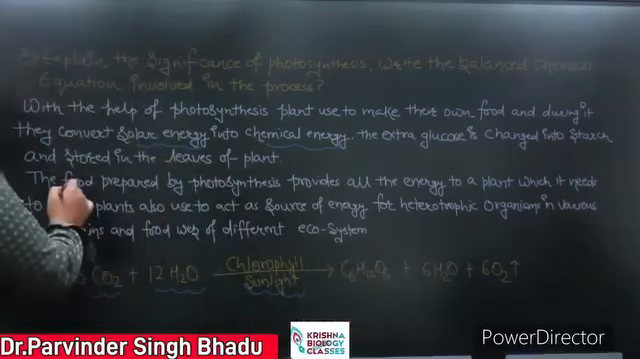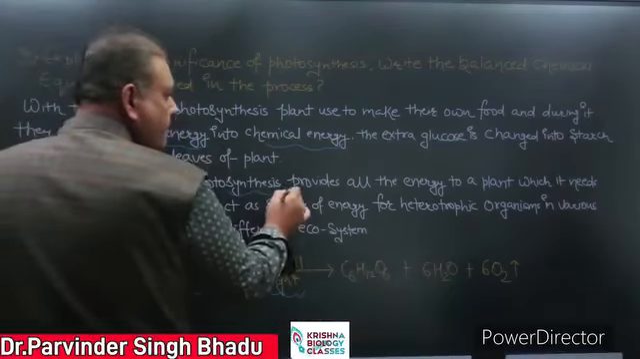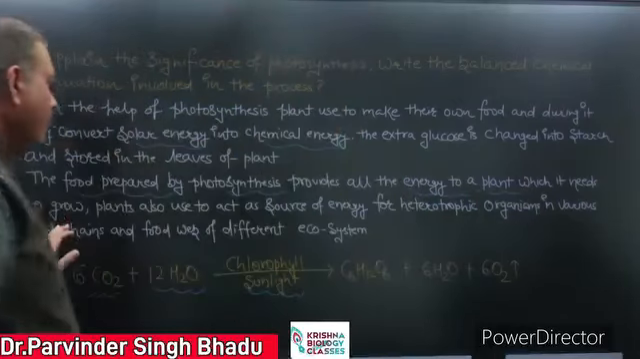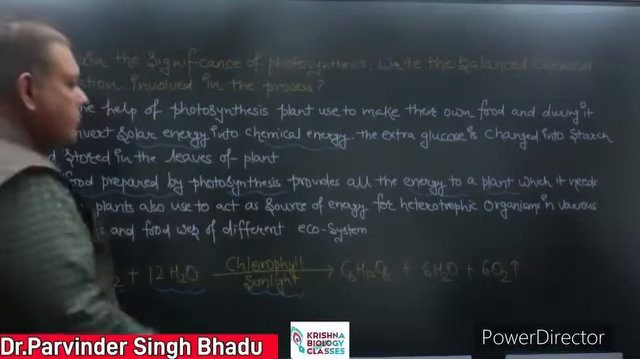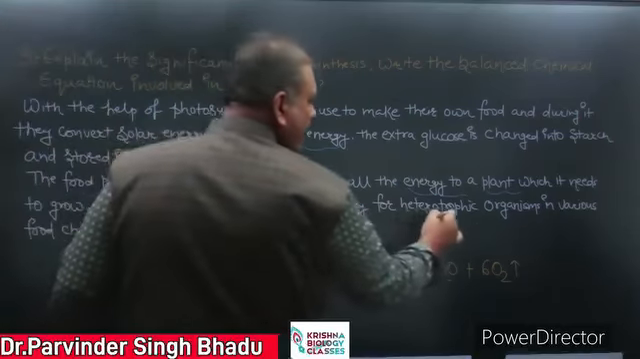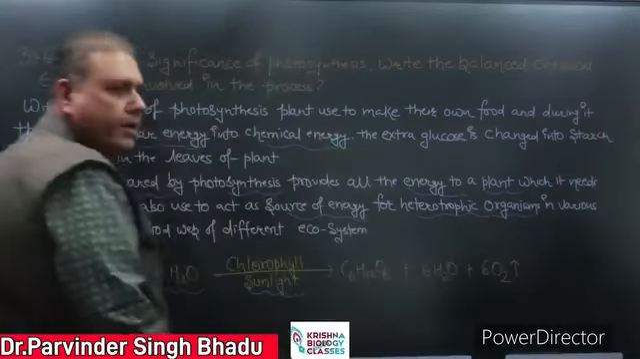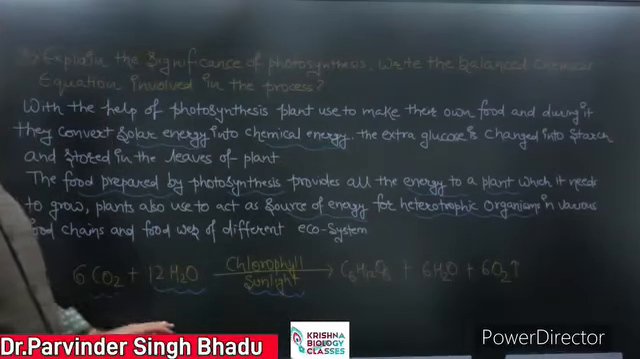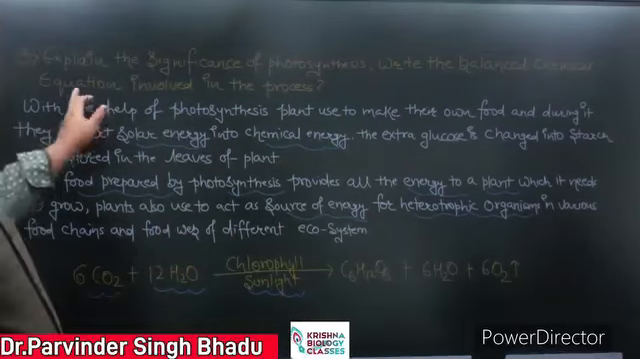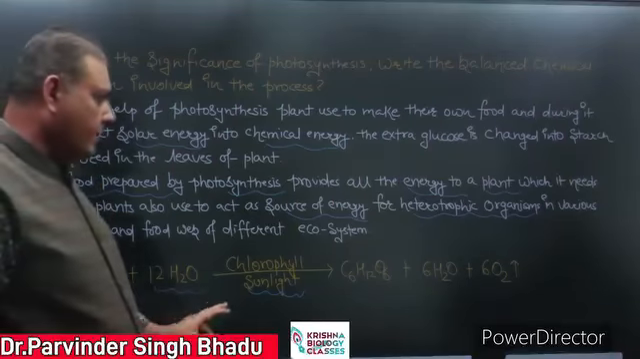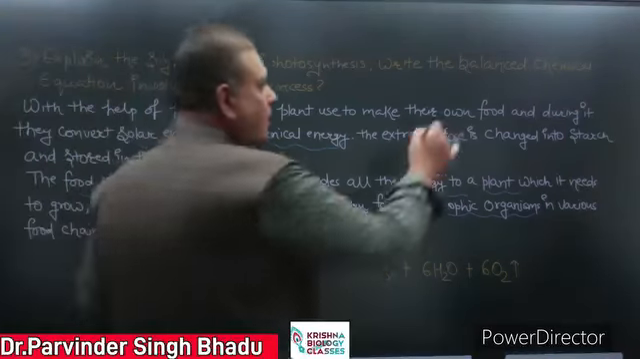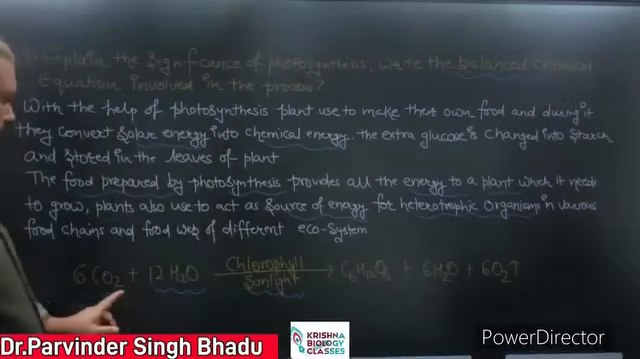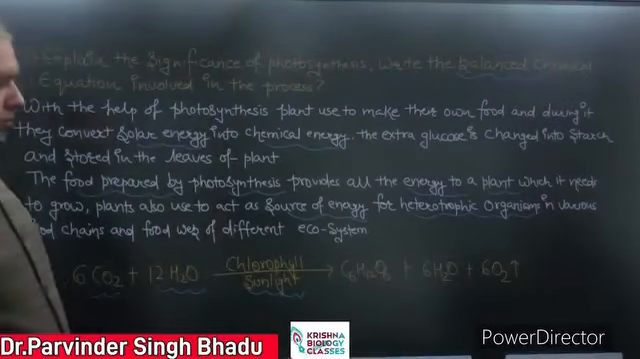So the food prepared by photosynthesis provides the energy the plant needs to grow, and along with it plants act as a source of energy for heterotrophic organisms in various food chains and food webs. Here you need to mention a simple equation, carbon dioxide and water, but since it is asked here that you need to mention a balanced equation, you need to write down the balanced chemical equation.